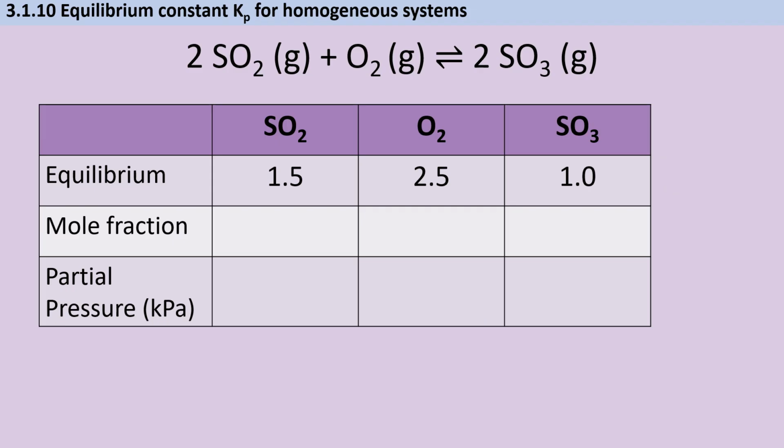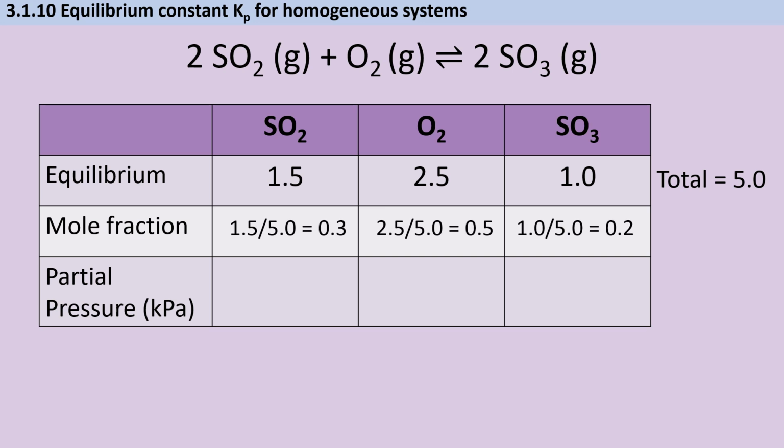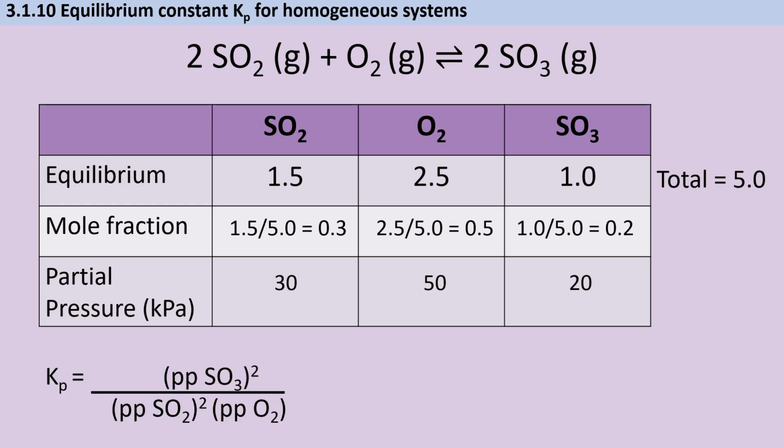So I add up the moles of all of those species, and I get a total of 5, and then I can work out a mole fraction, which in each instance I'm going to simplify to be a decimal. And then if I know what my total pressure is, I can take that from the question and multiply it by this mole fraction to give me partial pressures for each of the substances. And then I can put that information into my expression.